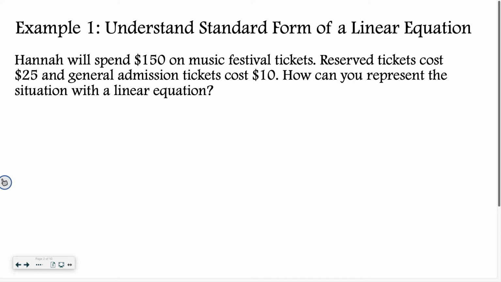A good way to start with this one is actually let's talk about a word problem. I know those usually come towards the end of a lesson, but today we're going to start with that. We know that Hannah will spend $150 on music festival tickets. So I know that that's the total amount she is going to spend. We know reserved tickets cost $25, so I would say 25, and then I don't know how many of those reserved tickets she will buy, so I'm going to say X. And general admission tickets cost $10, so I'm going to use Y for my general admission.